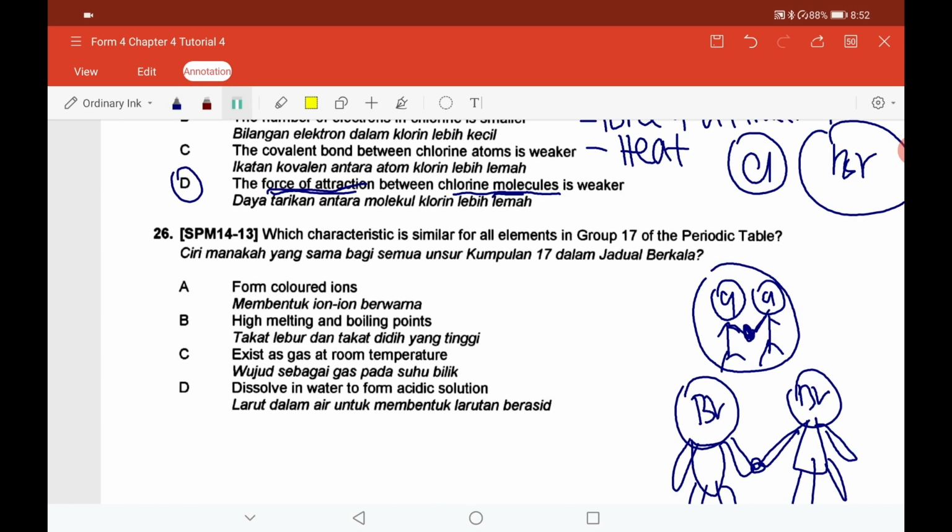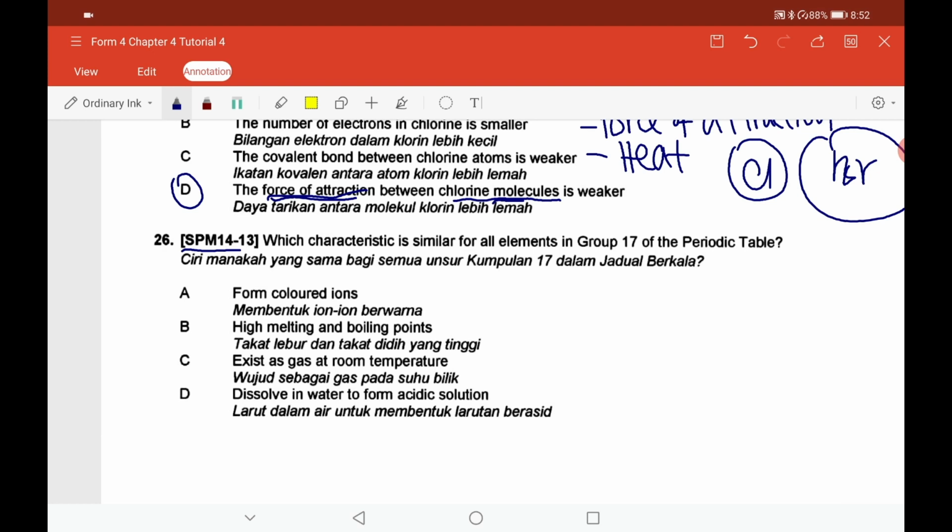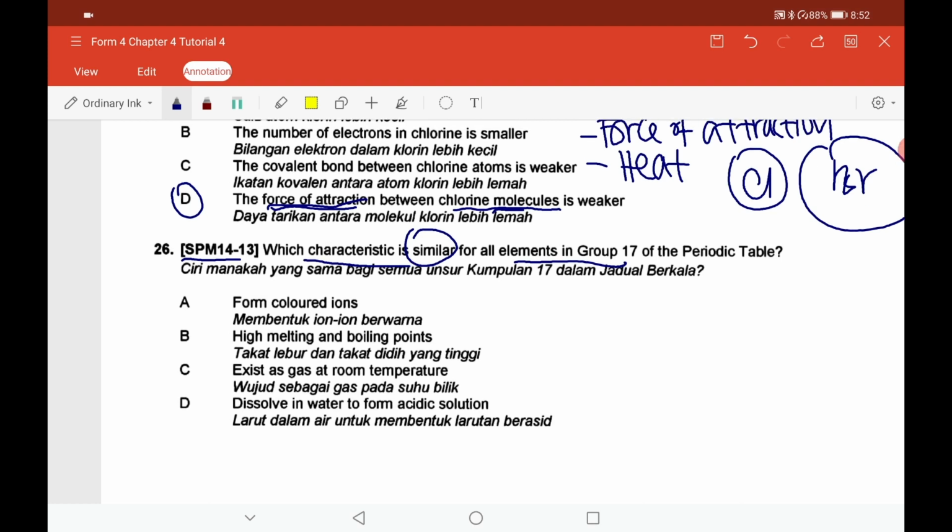Okay, so let's move on to one more question. For the subsequent question, this is SPM 2014. They ask you which characteristic is similar for group 17. So which one is a group 17 property? Number one, A, group 17 forms colored ions. So does group 17 form colored ions? Nope. Okay, nope. For group 17, the color is not the ion.